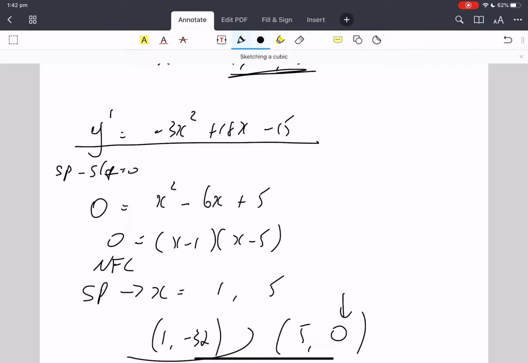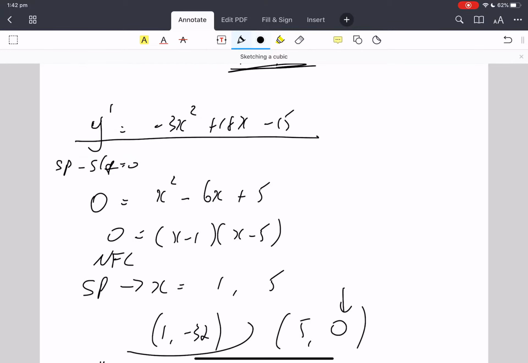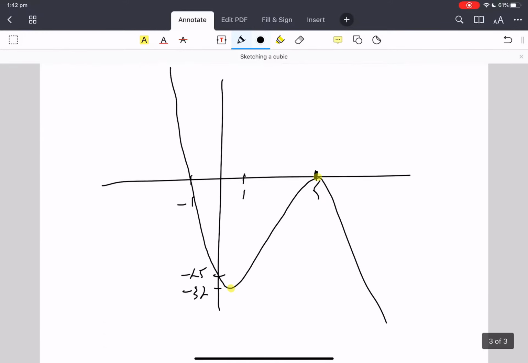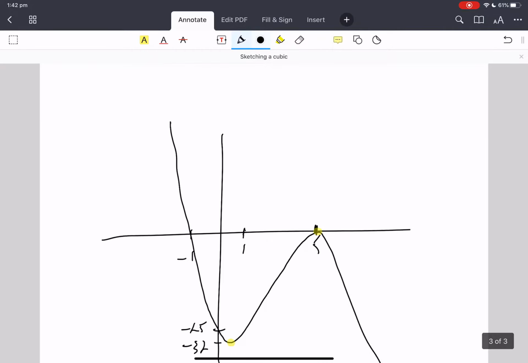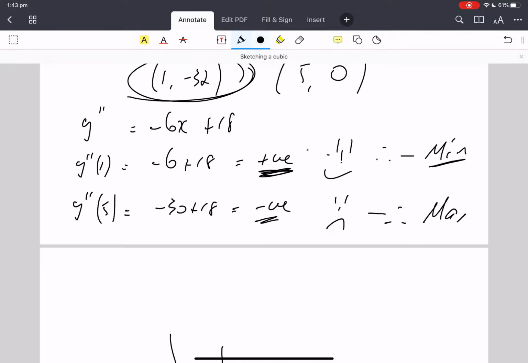There's my y dash. So y double dash will be minus 6x plus 18. So y double dash of 1 will be minus 6 plus 18, which is positive, therefore that's a minimum. Is 1, negative 32 a minimum? Yes. Glad I picked that up. Y double dash of 5 will be minus 30, which is negative. Therefore, that's a maximum.